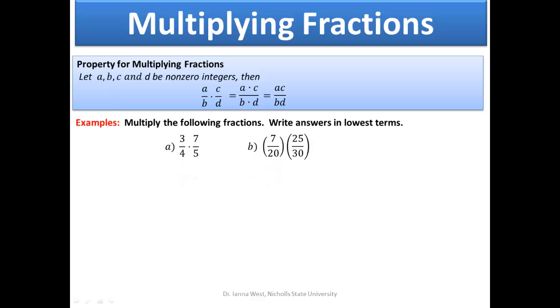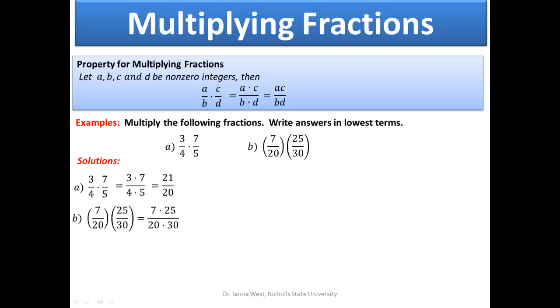We will look at some examples of multiplying fractions. We will write the answers in lowest terms. Using the property, we will start with 3 over 4 times 7 over 5. According to the property, we multiply the numerators and we multiply the denominators, giving us 21 over 20. This fraction is already written in lowest terms, since the only number that will divide evenly into both 21 and 20 is 1.